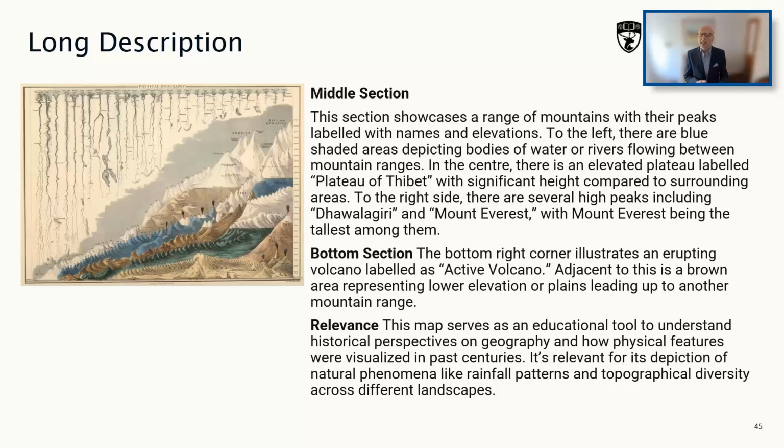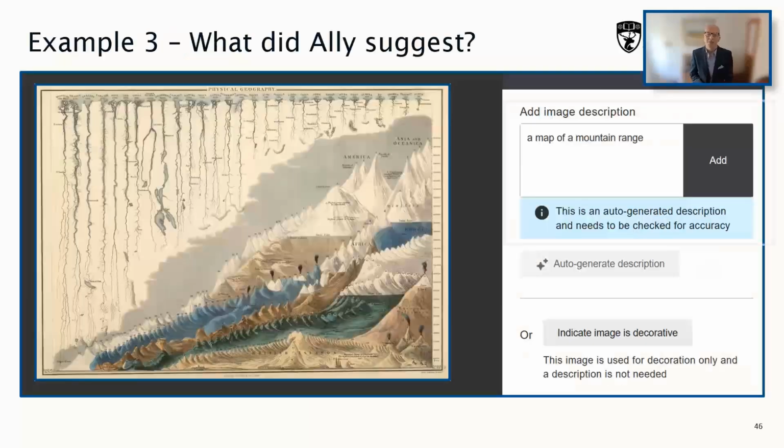And the long description continues with an overview of the different sections. And while the general description is okay, it gives specifics that are not actually in the image, like mentioning Mount Everest and the Plateau of Tibet. So it looks as though Copilot is confabulating these details. It has generated plausible sounding but potentially inaccurate or fabricated information.